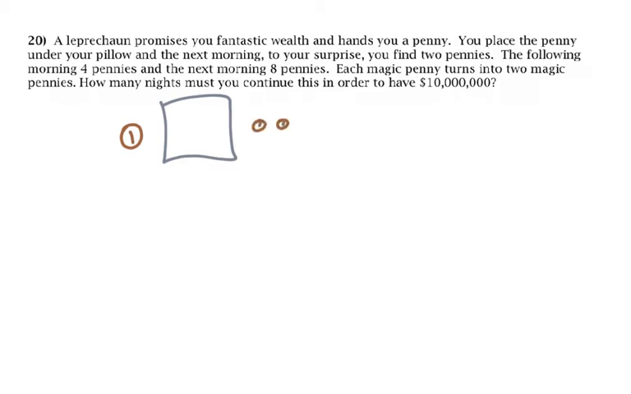The following morning, 4 pennies, so another night, and then you're going to have 4 pennies, and so on. So this is like the grains of wheat in a previous problem. What's happening is, it says each magic penny turns into 2 magic pennies. So how many nights must you continue to have $10 million?